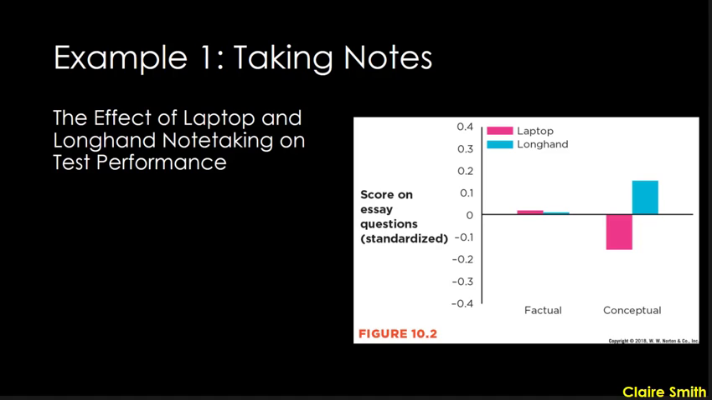All right, so the 2 examples. The first example your book talks about is looking at the effect of different style of note-taking on test performance. So the researchers here divided students who are participating in the study, there's 67 of them, into 2 different groups. One group was instructed to take notes on a laptop, and then the other group was told to take notes just with paper and pen, longhand.